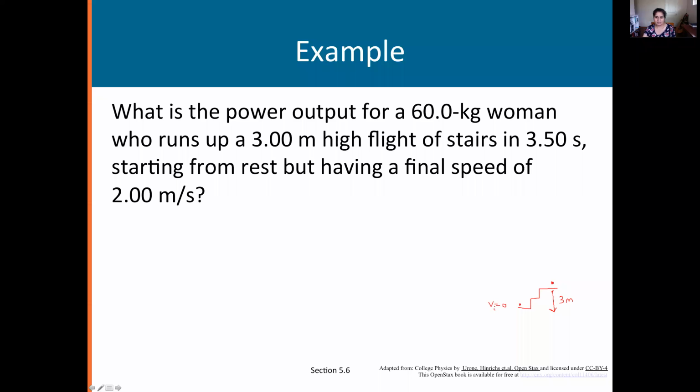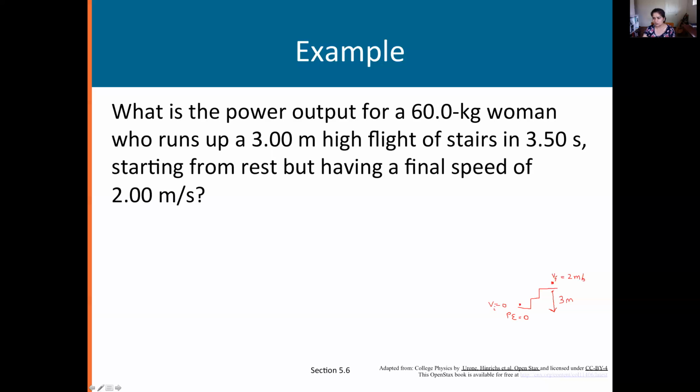But she has a final velocity here of 2 meters per second. So if we consider these two positions, we can apply conservation of energy here, right? What's the total energy at this initial point? We can set our potential energy as 0 here, since we are free to set it anywhere as the reference 0.